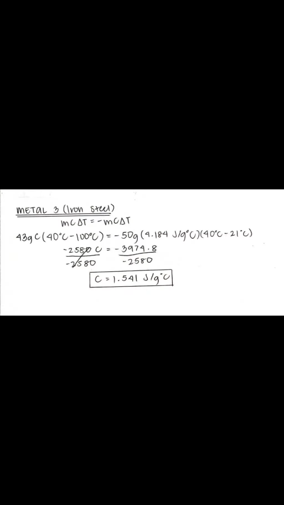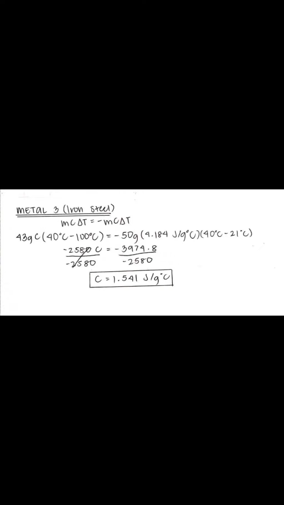Metal 3, iron steel. Formula MCΔT equals negative MCΔT. The first step, compute the right side. Maximum temperature, which is 40 degrees Celsius, minus temperature of water in the calorimeter, 21 degrees Celsius, times negative 50 grams times 4.184 joules per gram per Celsius degree.